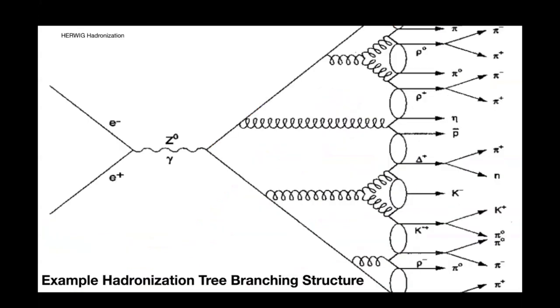That's just a picture, but here's more of an actual physics example of what a hadronization tree branching structure would look like. You have an electron-positron collision, interaction via Z boson or a gamma. Then you have this huge cluster of decays that can occur, and it decays all the way down to where you have stable particles. Then you use those stable particles to reconstruct pseudojets or subjets, and then you use that subjet clustering to find the full jet.